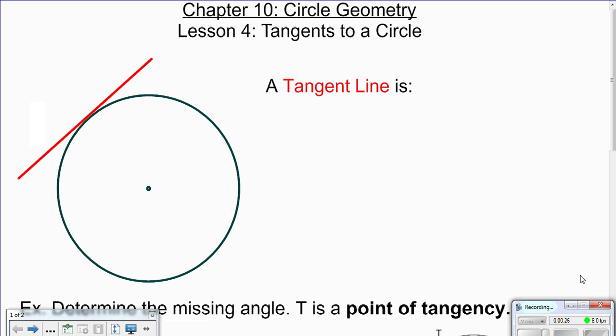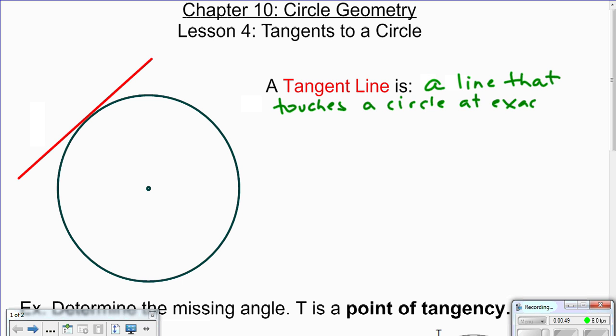And so what is a tangent line? Well, hopefully you've looked that up and filled it in for yourself. I will summarize for you. So basically what a tangent line is, a line that touches a circle at exactly one point.